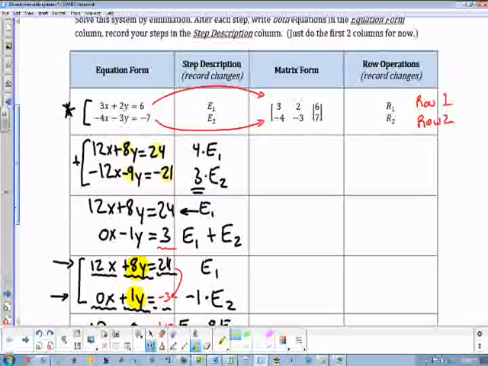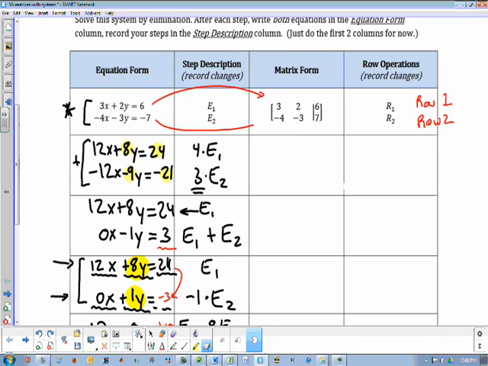And so that second one we said there, we can multiply a row by a number. Let's take this first row and multiply it by 4. That's going to give us 12, 8, and 4 times 6 is 24. Then we take row 2 from above and multiply it by 3. That gives us negative 4 times 3 is negative 12, negative 3 times 3 is negative 9, and 3 times 7 is 21.